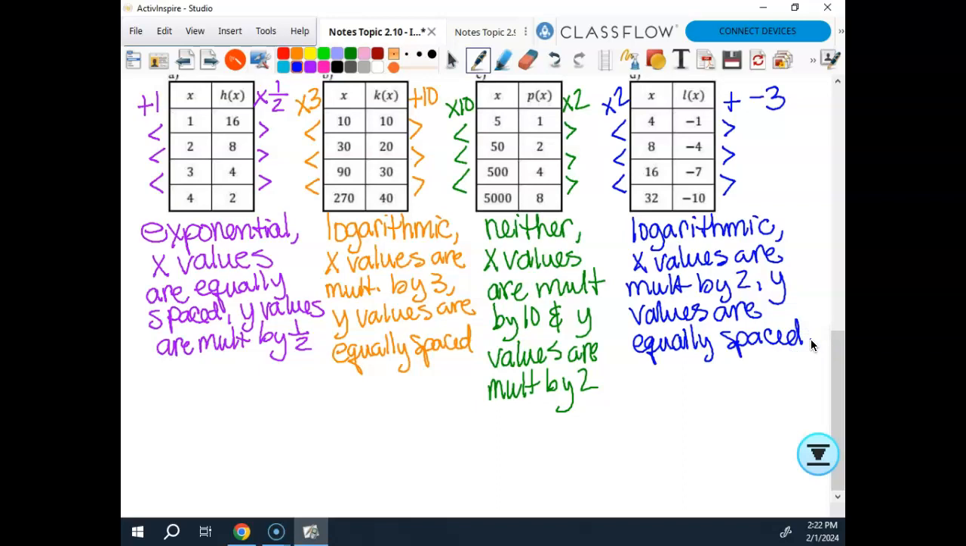Do your words have to be exactly like mine? No. You just need to make sure that you're saying the right things. So that's what I got. Right. We don't talk about subtraction. We don't talk about division. It's all adding and multiplying, all of it. Okay. Anything else? So I got logarithmic, and I put x values are multiplied by 2, y values are equally spaced, right? Okay, something to that effect. Questions? Okay.